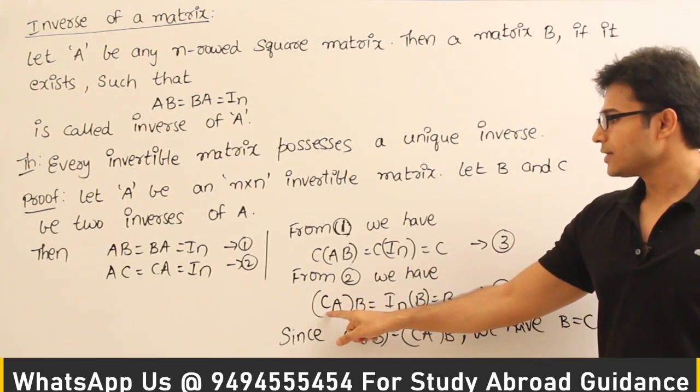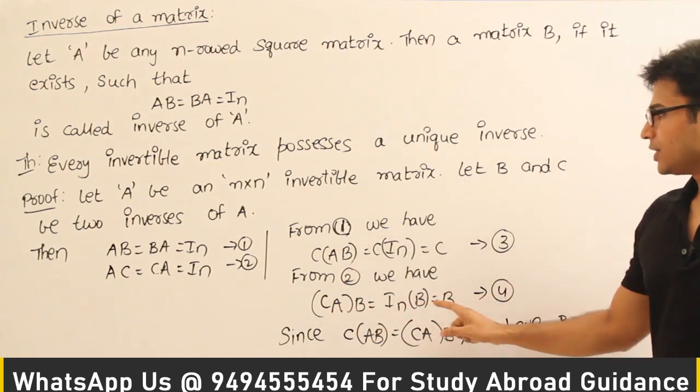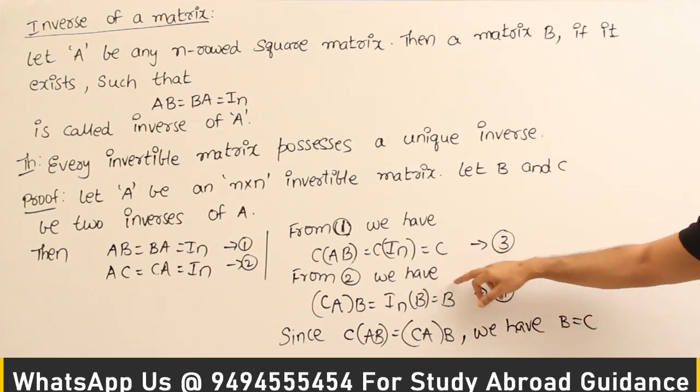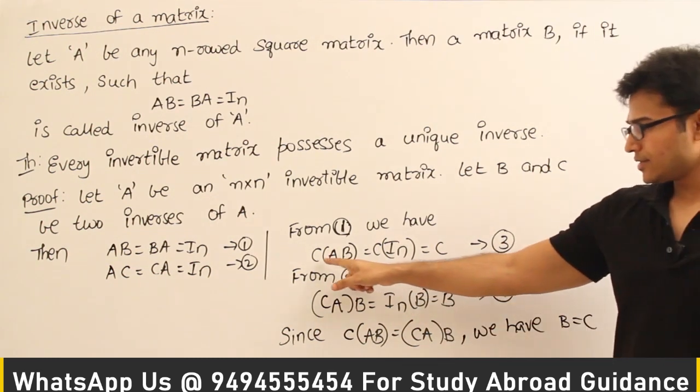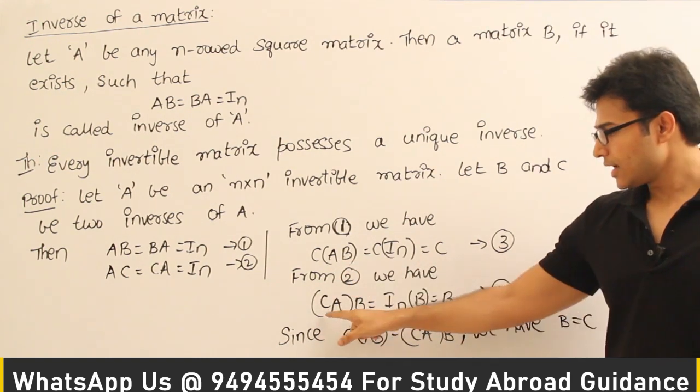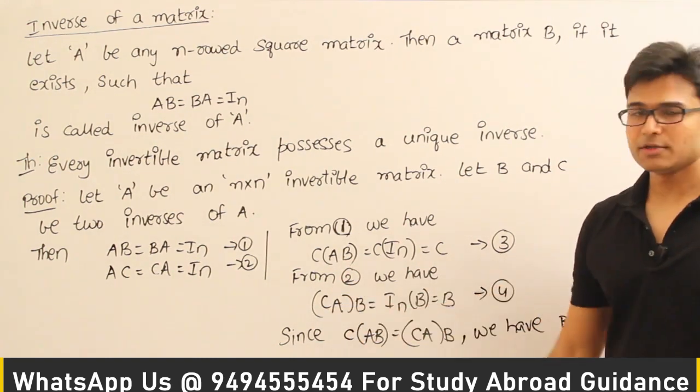Then what did we get? C into A into B equal to B. C into A into B equal to C. Now just look at these two equations 3 and 4. Left hand side is here C into A into B, in which A into B is multiplied first, and here it is C into A into B, C into A is multiplied first.